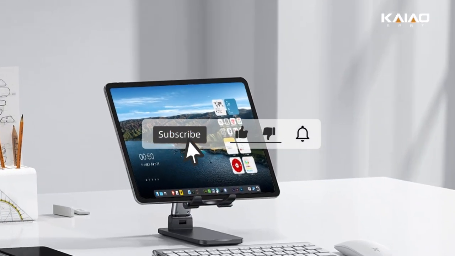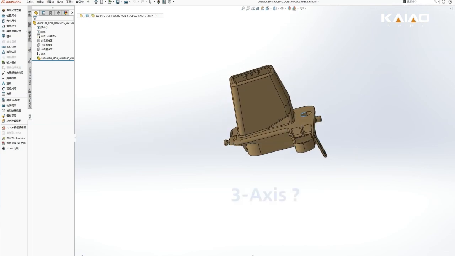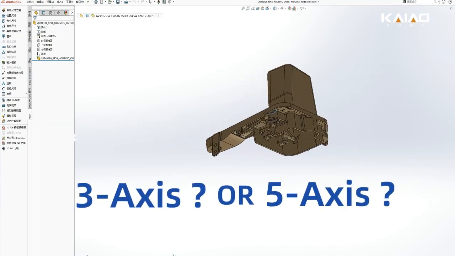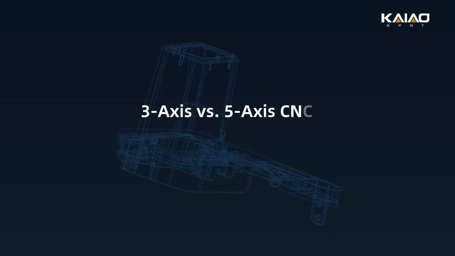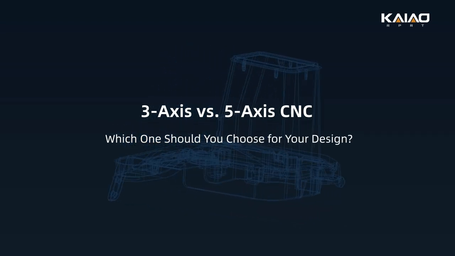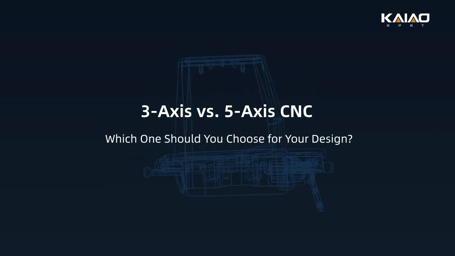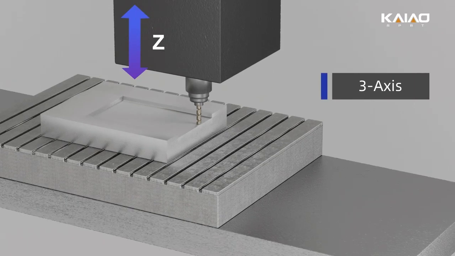You send your perfect 3D design to a machine shop, and they ask, do you want this run on a 3-axis or a 5-axis machine? They're both CNC, so what's the actual difference? Today, no dry engineering jargon. We're looking at this strictly from a designer's perspective to see how this choice impacts your product, your timeline, and your wallet. The core difference comes down to one word: freedom.